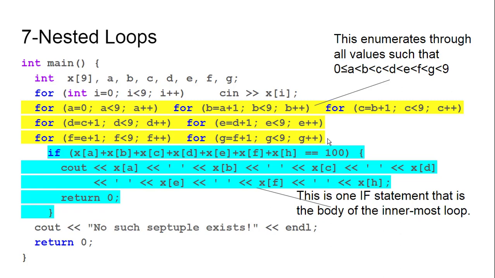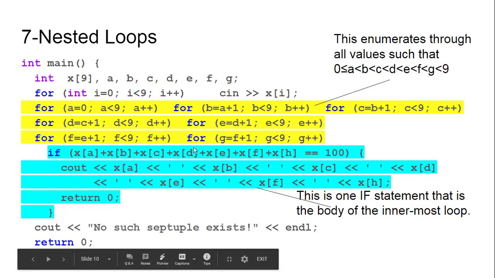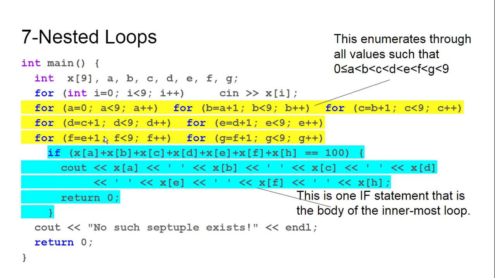Remember that for every for loop, after the for with this parenthesis part, we can have a single body statement. But sometimes we want to have more than one statement in the loop body. Then we use a curly bracket. The curly bracket combines multiple statements and makes that a single statement. So now this if is the body of this innermost for loop. And then the innermost for loop statement, so for g equals f plus 1 until the end of this, is the body of the previous loop.